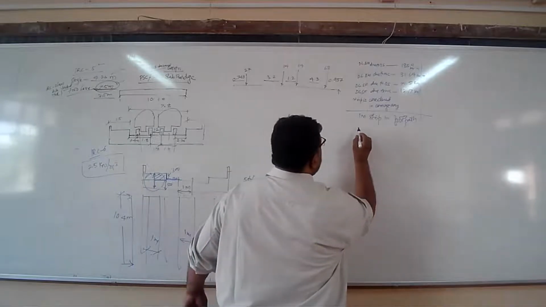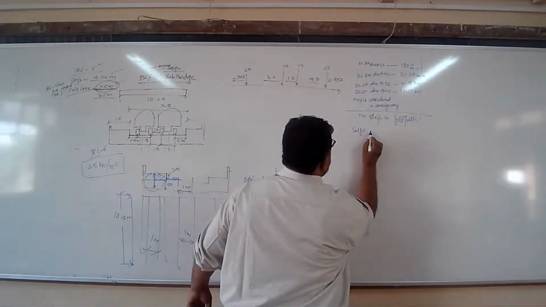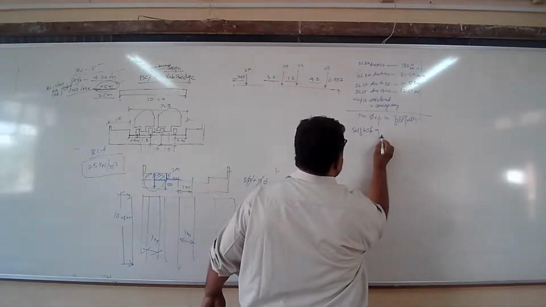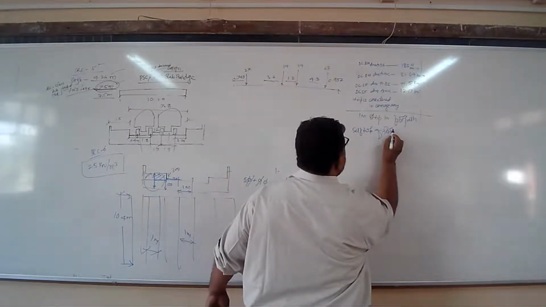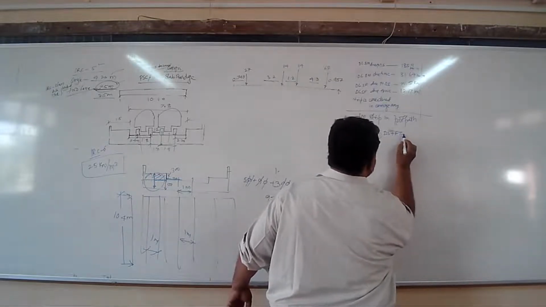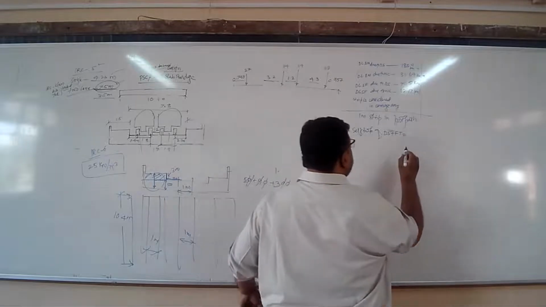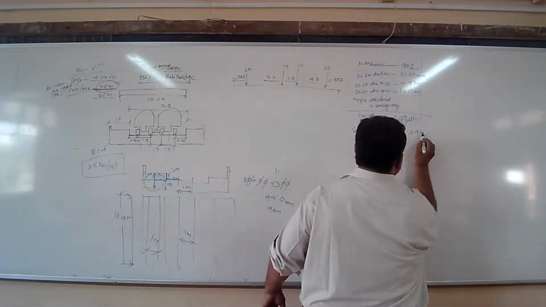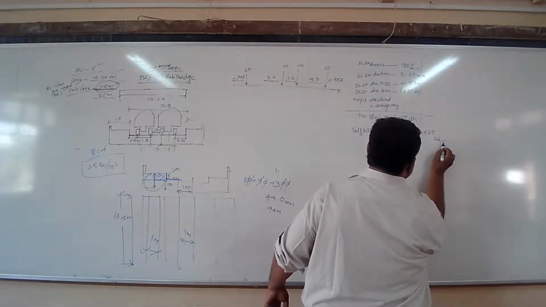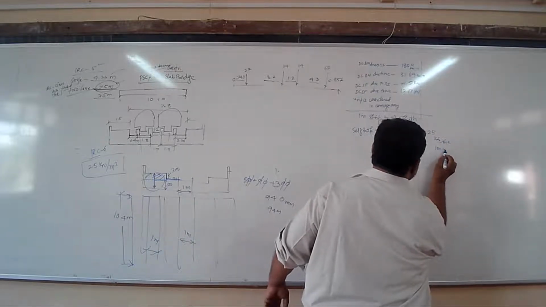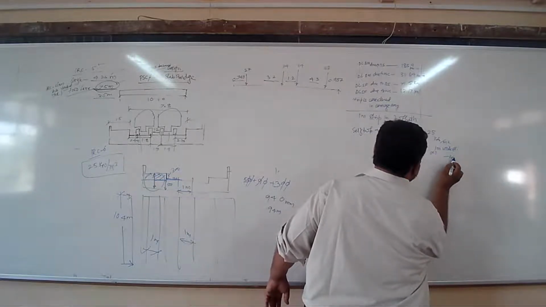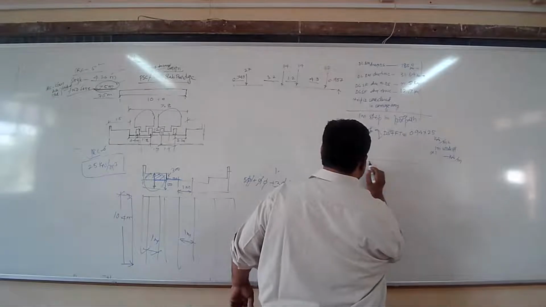So the self weight will be equal to the self weight of the footpath. What is it? It includes the deck slab plus the footpath. How much will that be? 0.94 multiplied by 25. You will get it in terms of kilonewton per meter square. Again, consider a 1 meter wide strip, then it will be multiplied by 1, so the answer will be in kilonewton per meter.